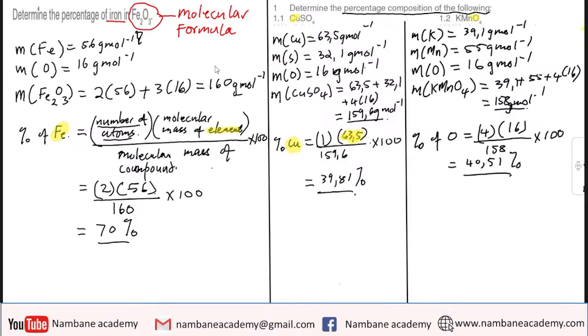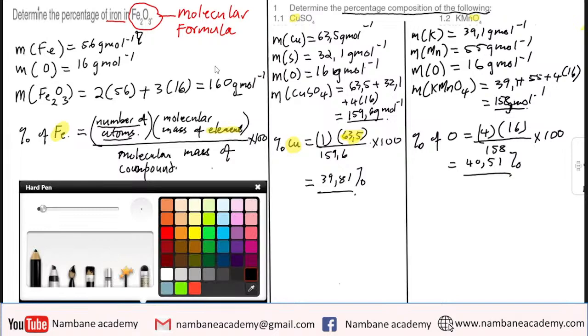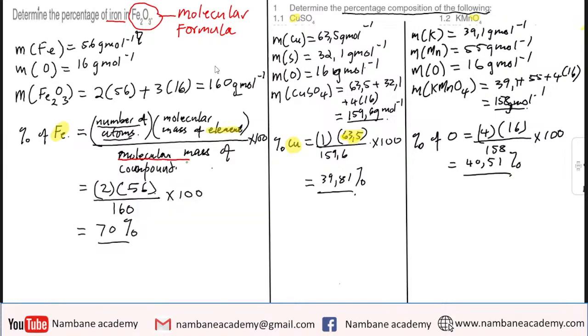Thank you very much. So the only key thing is on the equation, we work with the number of atoms from the molecular formula, and we work with now the molecular mass of an element. The only time we have a total is when we work with the molecular mass of a compound.